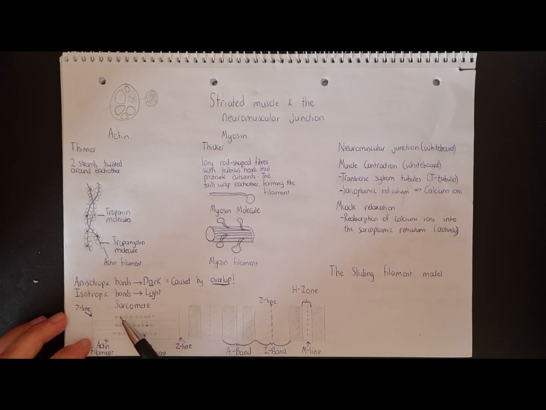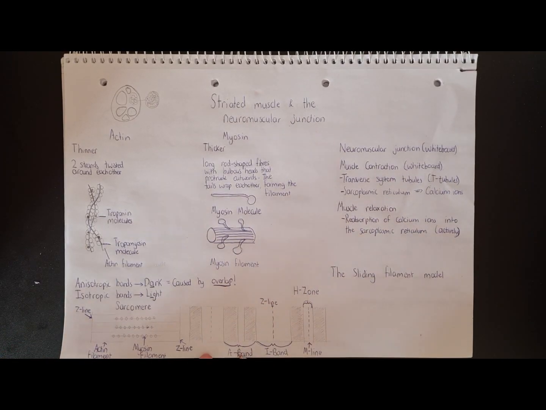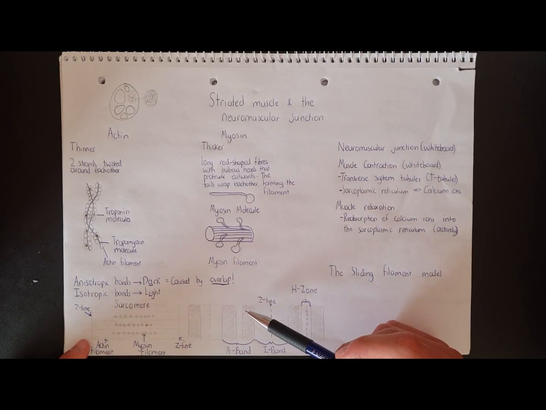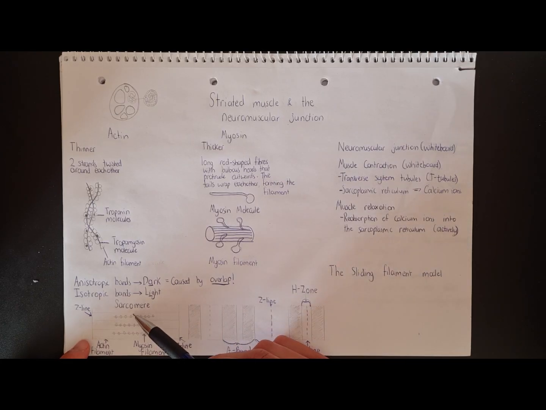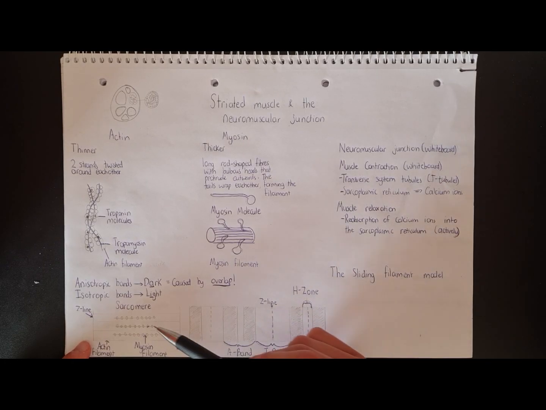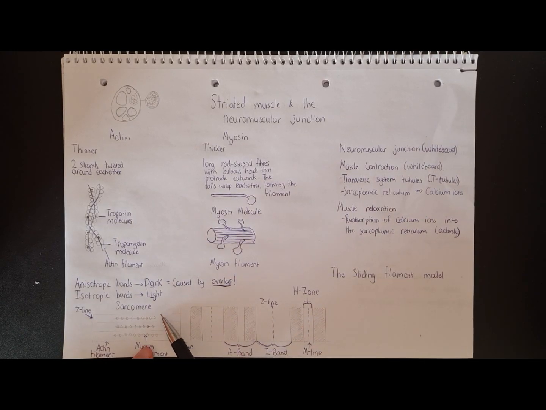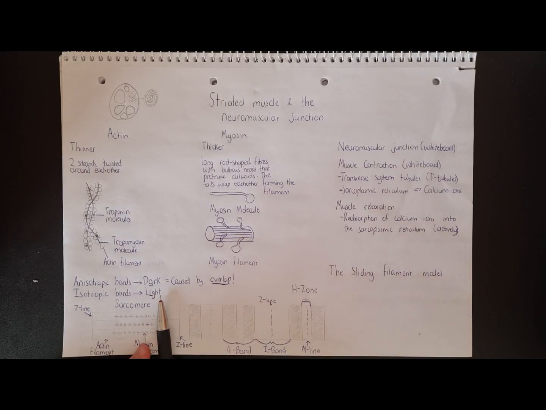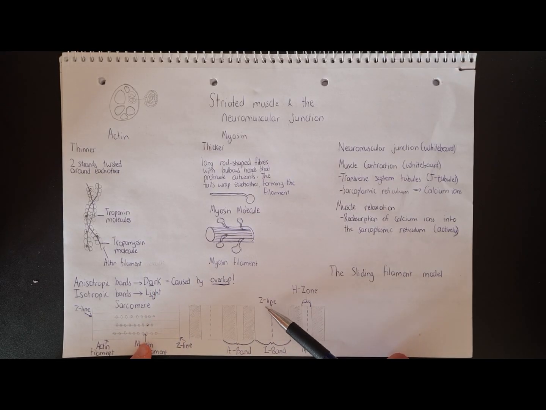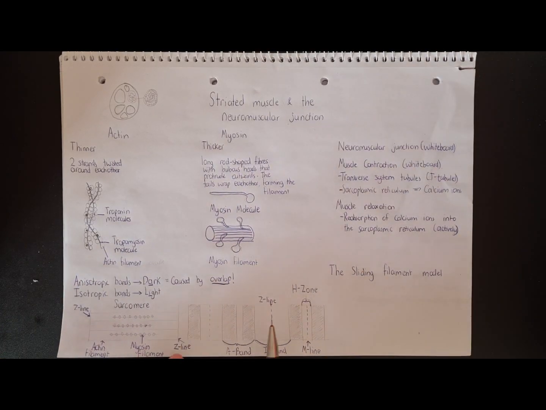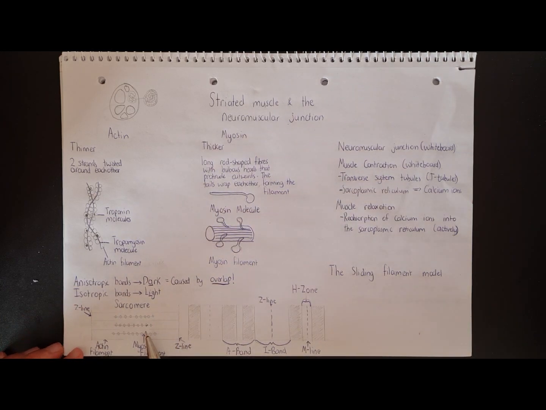Now, the region where there is overlap will cause a dark color. Okay, so we can see here, this is an anisotropic band, and we have a darker region, which is caused by this overlap. We then have a lighter color region, which is because there is no overlap of any filaments. And then we have another darker colored region because the myosin and actin filaments, again, overlap. We then have only actin, and because there is no overlap there, it is simply just going to be light colored. Now, between each of the Z lines, so between adjacent Z lines, is one sarcomere.